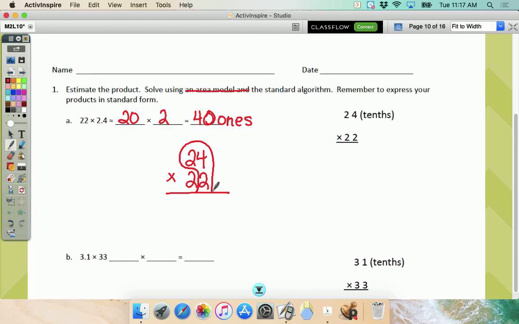So I'm going to write 24 what here? Tenths. And my answer is going to be in the tenths place, and I want you to do it the same way we just did. This is almost too easy.